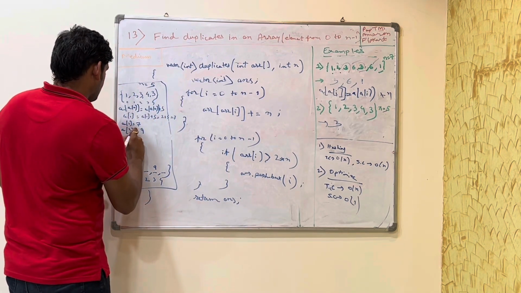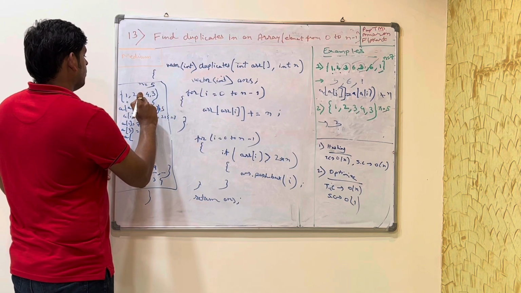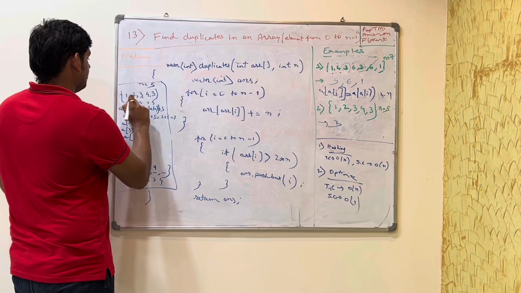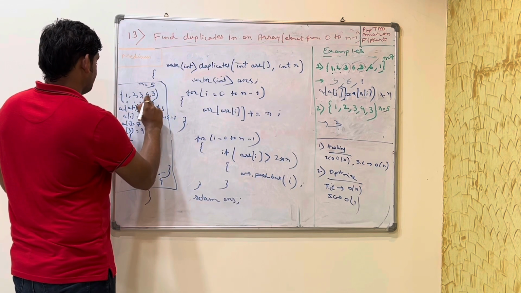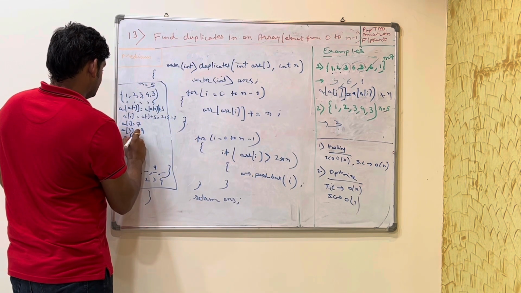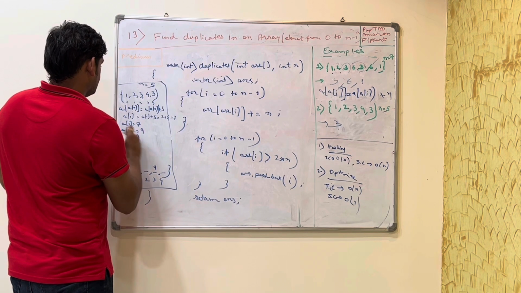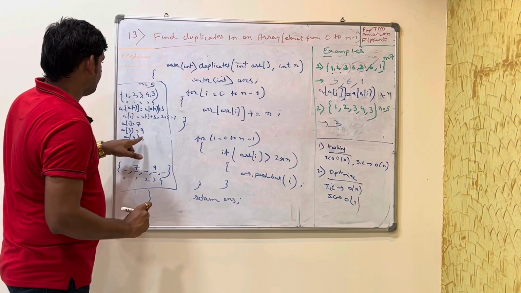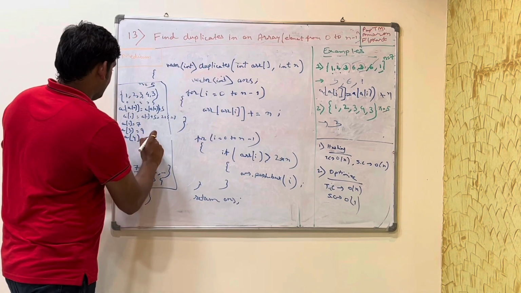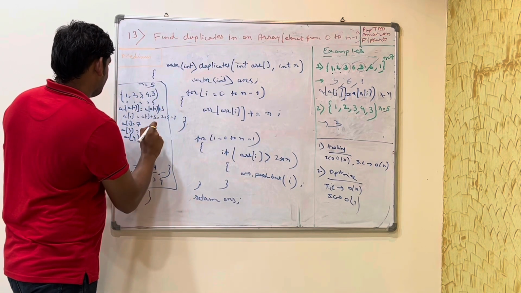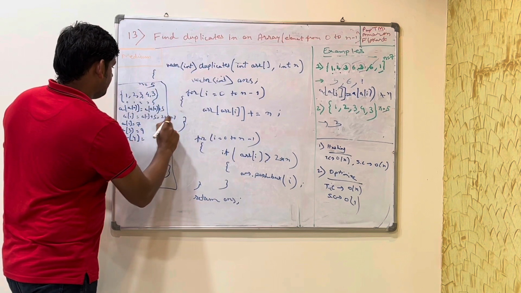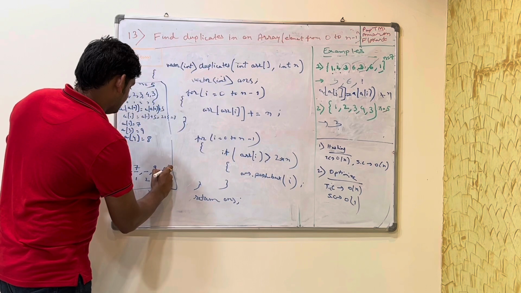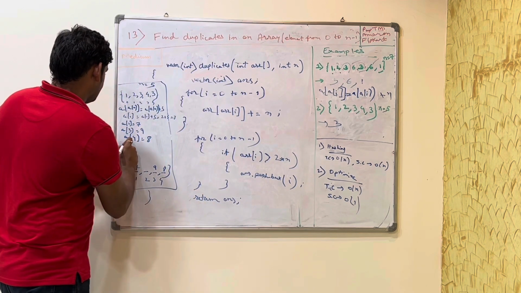Now 0, 1, 2, what is 2? A of 3, what is A of 3? 0, 1, 2, 3, that means 4, right? What is 4? A of 4 is A of 4 plus 5. What is A of 4? 3. 3 plus 5 is 8. So this becomes 8. Right?